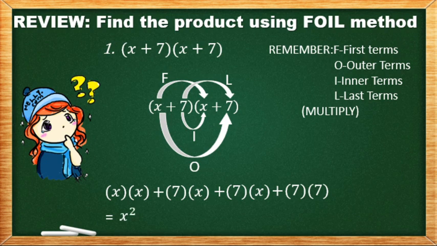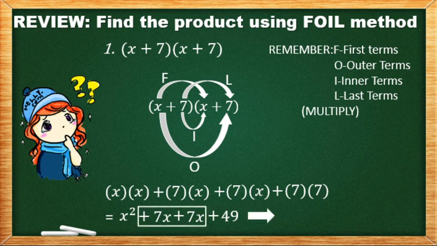Okay, next, 7 times x, 7x. Plus, 7 times x, 7x. Plus, 7 times 7, 49. Now, look at the two terms, yung 7x, 7x. Anong pwede natin gawin dyan? Yes, we can add those two terms. So, i-add natin yan. So, may makukuha tayong sagot, x squared plus 14x plus 49. So, that will be the final answer of number 1.